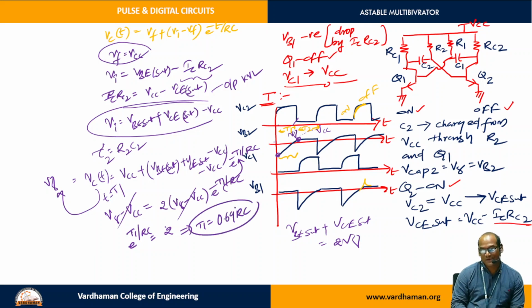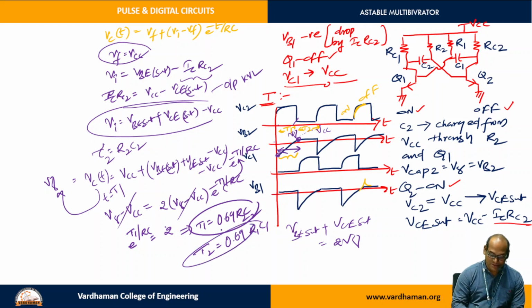This is not the complete time period. It is half of the time period only. So this portion we have calculated. Okay. And this is nothing but due to R2C2. Tau 2 is equal to R2C2 I have given. So T1 is equal to, you can take 0.69 R1C1 or R2C2, whatever it may be. In a similar procedure, you can get T2 is equal to 0.69, for example, R1C1.